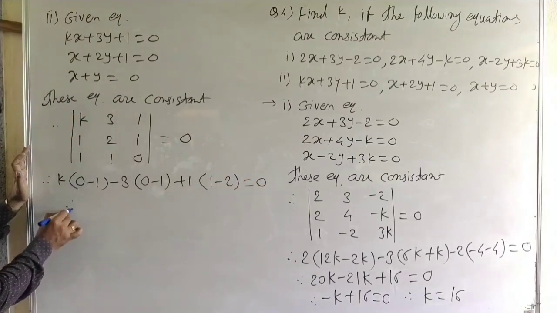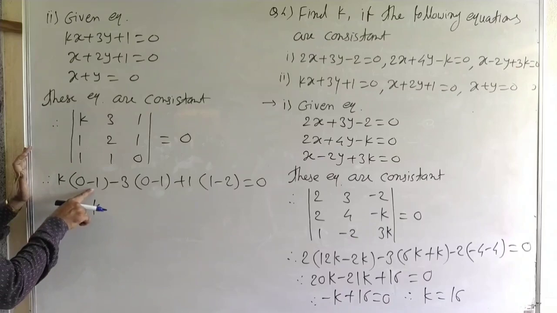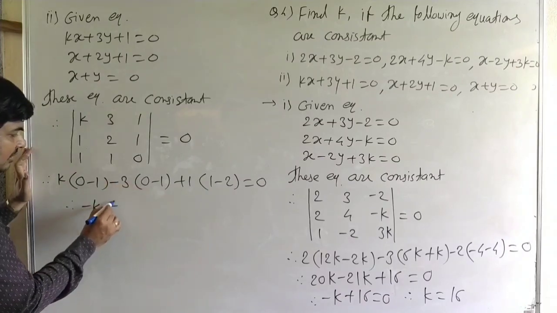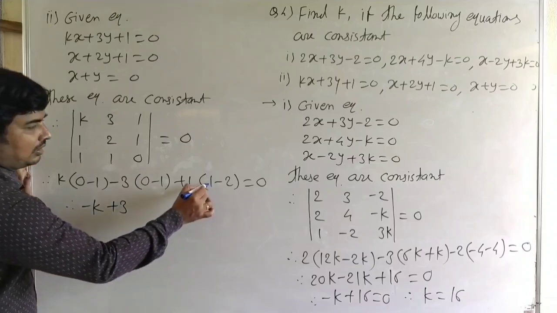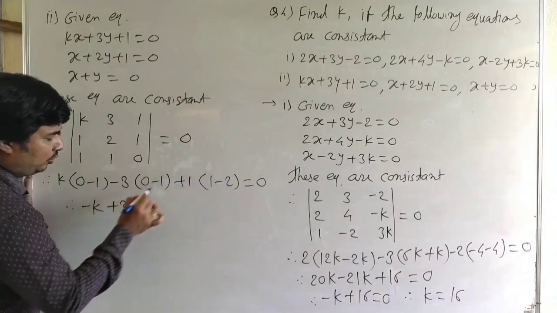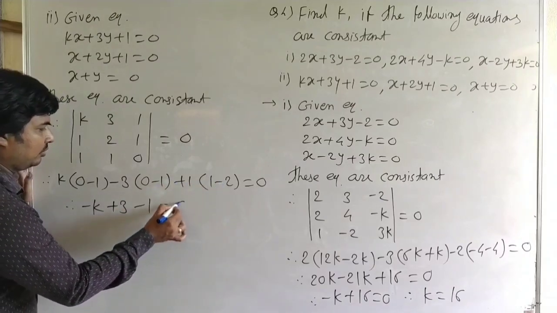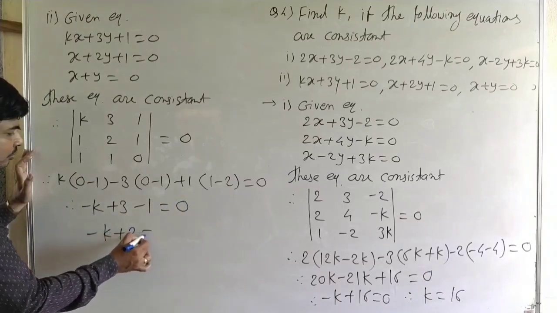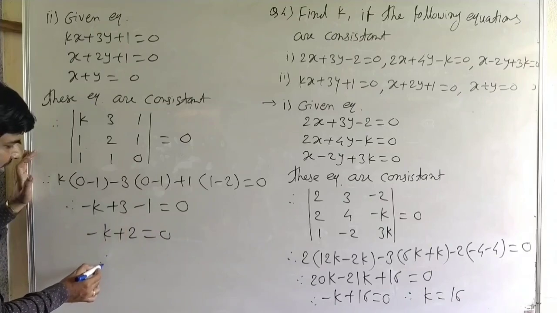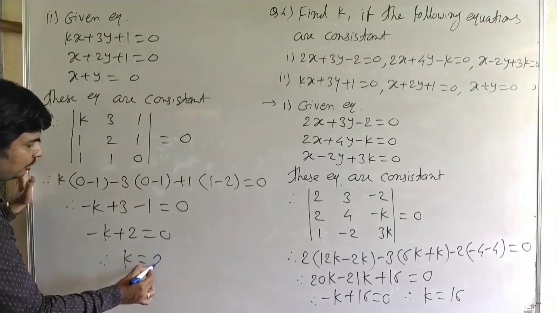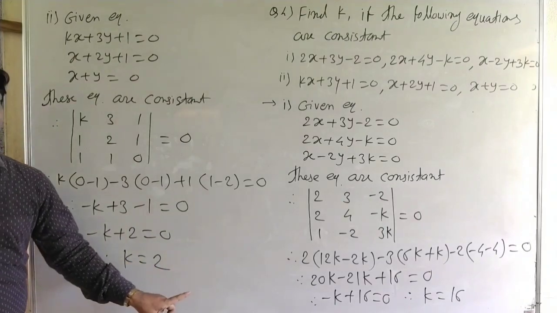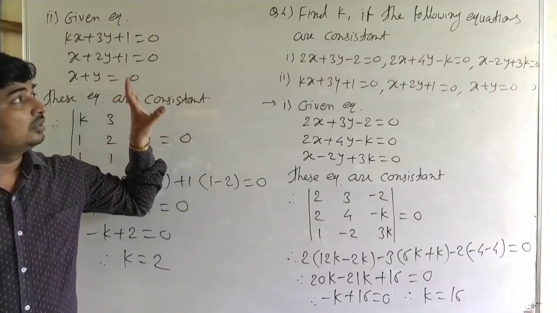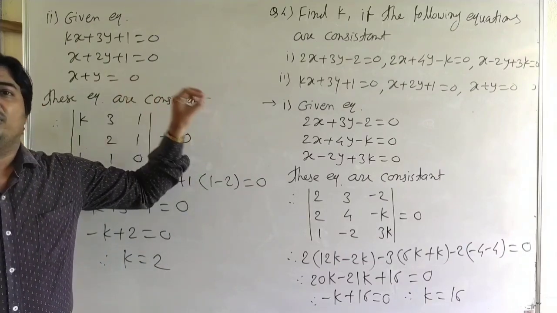Then it is minus k. See carefully: minus 1 into k is minus k. Minus 1 into minus 3 is plus 3. And here minus 1 into plus 1 is minus 1, equal to 0. And therefore minus k plus 2 is equal to 0. It is plus 2. And then the last answer is k is equal to 2. Okay, see carefully: k is equal to 2. Here these are the examples on the consistency of three equations in two variables.